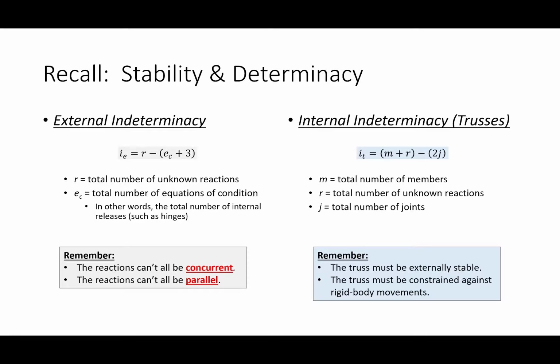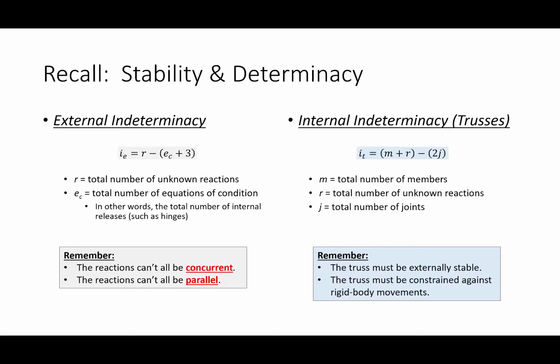In the case of, let's say, internal indeterminacy for trusses, the unknowns are our support reactions, and then we have one unknown for every member, because truss members only carry axial load. So the unknowns in the system are M plus R, and then the known quantities are the fact that at every joint we have 2 equations of equilibrium, because there's no moments at a joint. So M plus R minus 2J is a means of computing the internal indeterminacy of trusses.